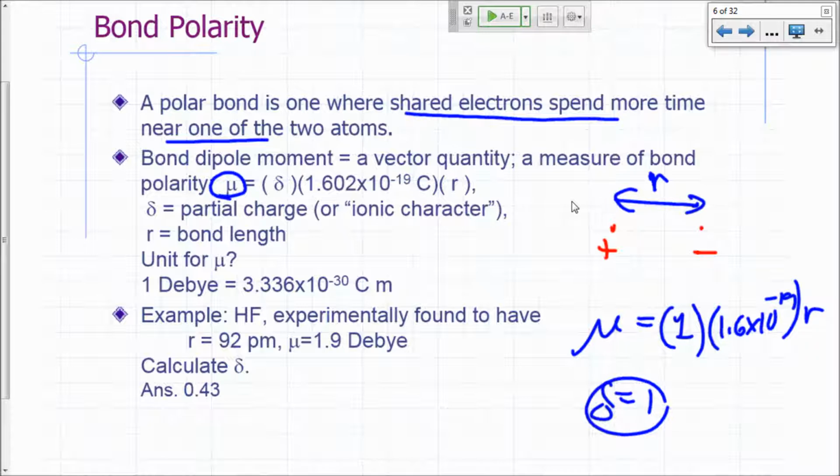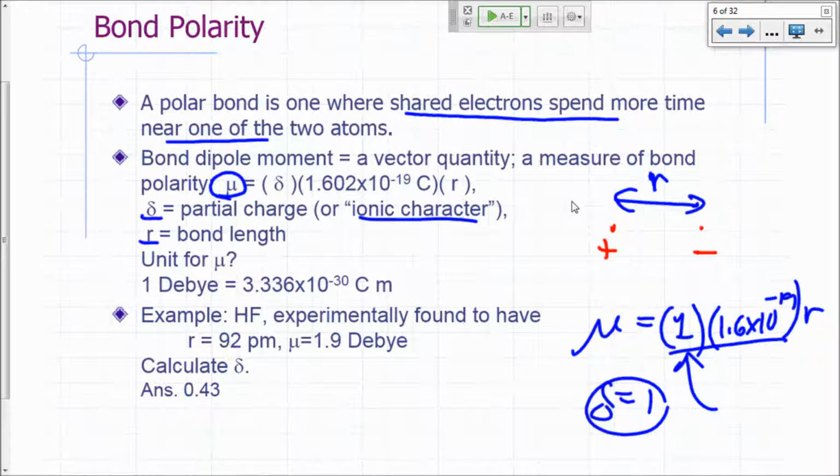But in a bond, you say there's a partial charge between the two atoms. So you multiply the full charge by a delta that would be a number between 0 and 1. That gives you what we call the ionic character of the bond, the extent to which an electron has been transferred from one end of the molecule to the other. And r here is the bond length.